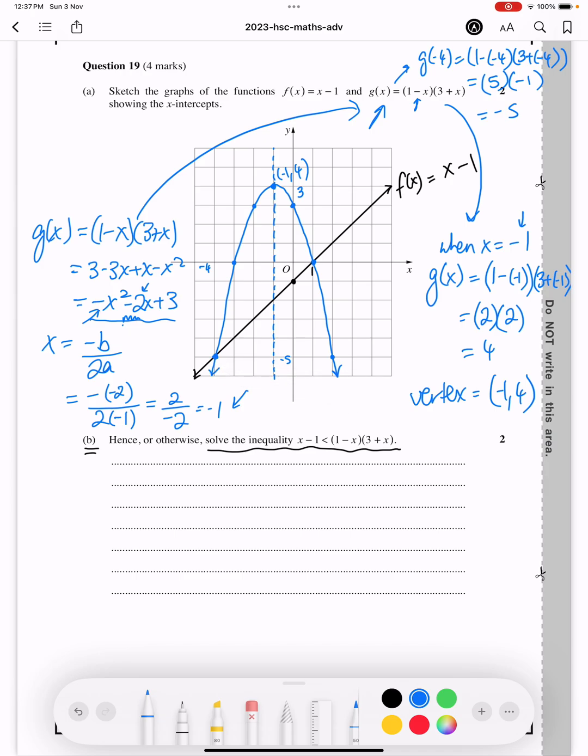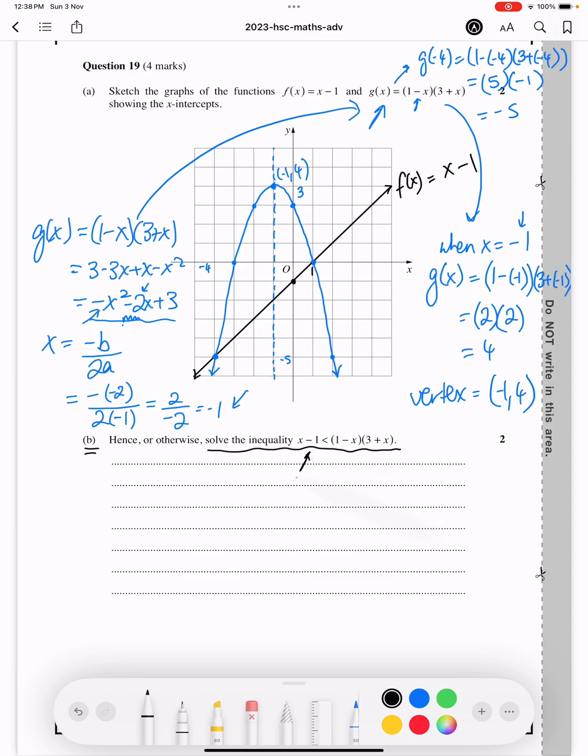And that way we would have answered part A and are well and truly able to answer part B as accurately as possible. So let's see what part B is asking. It says, hence or otherwise solve the inequality x minus 1 is less than 1 minus x, 3 plus x. Let's see what's going on here. Let's just concentrate on this for a second.